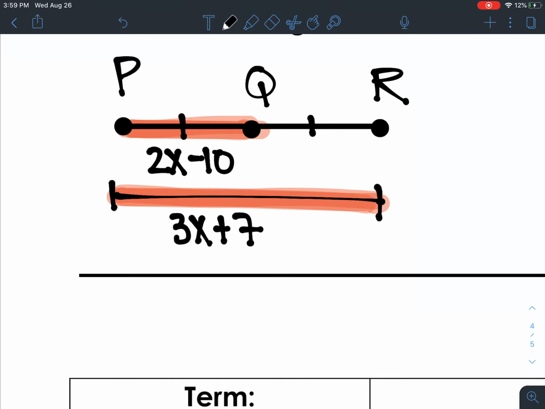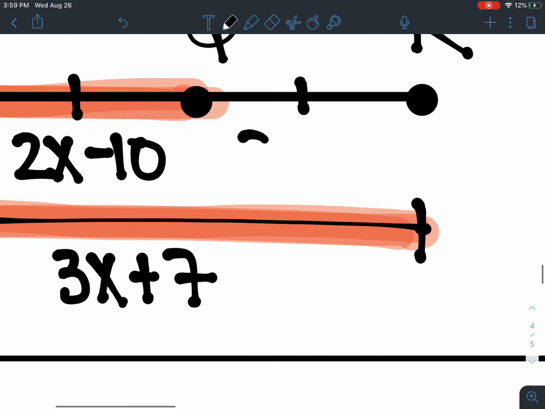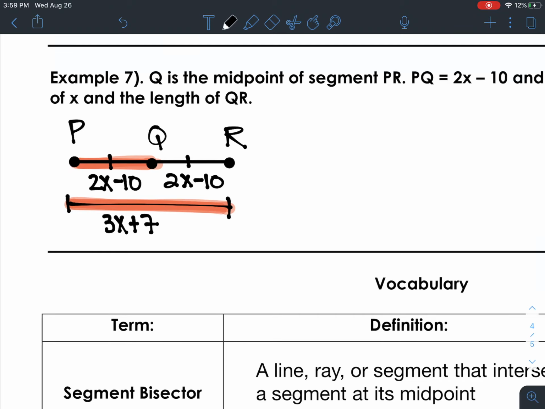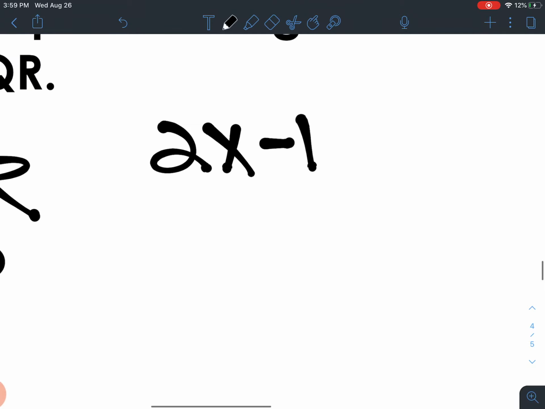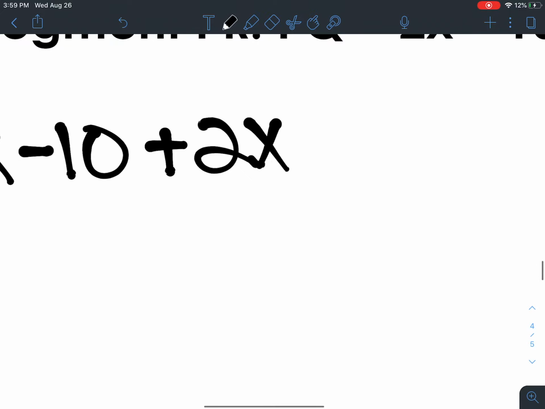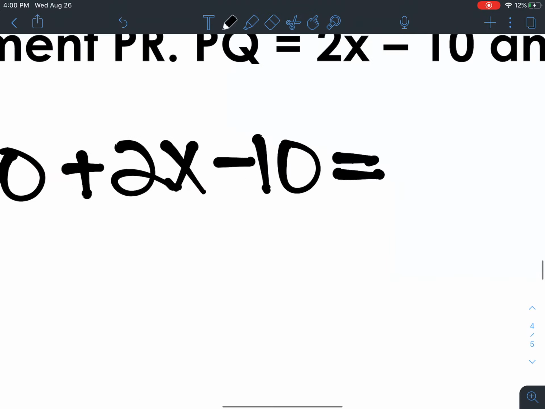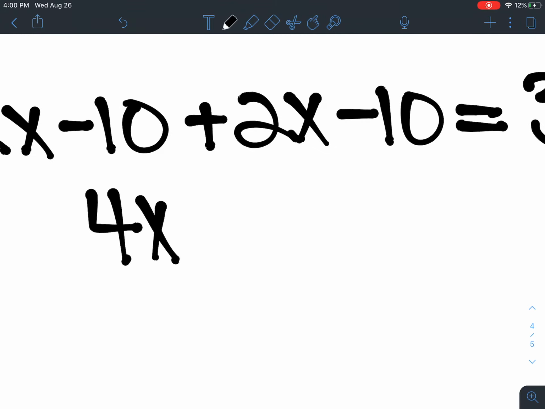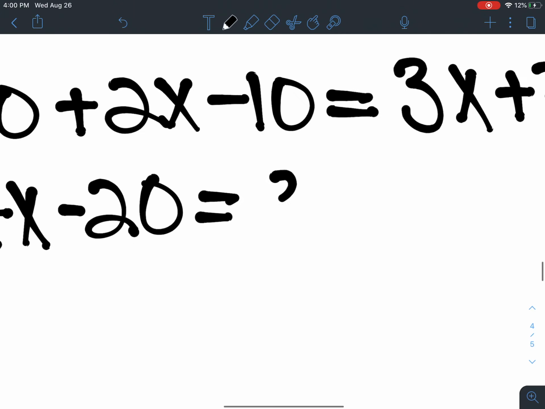So what does it mean for these two segments, PQ and QR, to be congruent? It means that they have to have equal lengths. So if 2x minus 10 is PQ, it is also QR. So I'm going to go ahead and label that also 2x minus 10. And now I can do segment addition where I'm going to add PQ plus QR and set it equal to the full length of PR. Okay, so everything is coming back around in a circle. So I'm going to get 2x minus 10 plus 2x minus 10 equals 3x plus 7. I'm going to get 4x minus 20 when I combine like terms is equal to 3x plus 7.